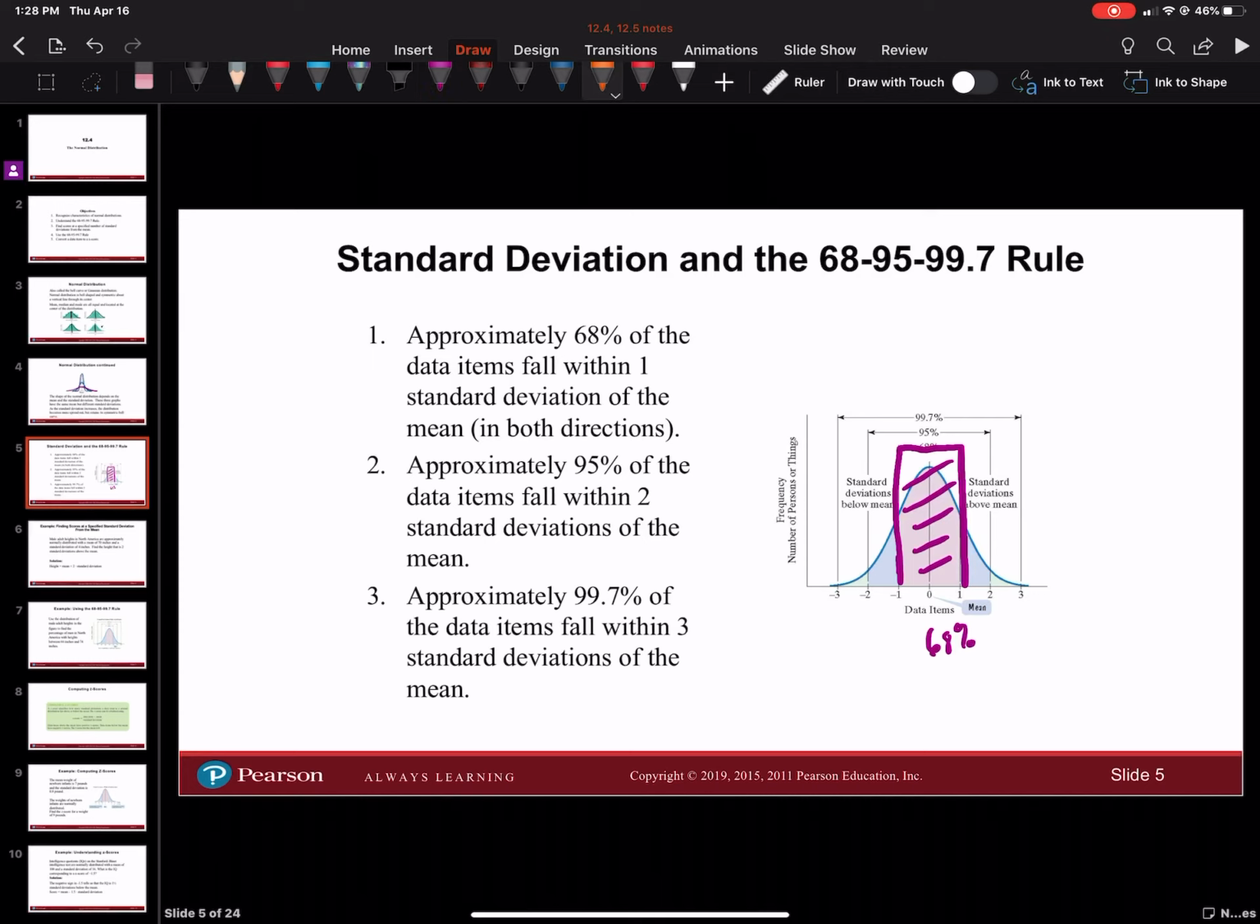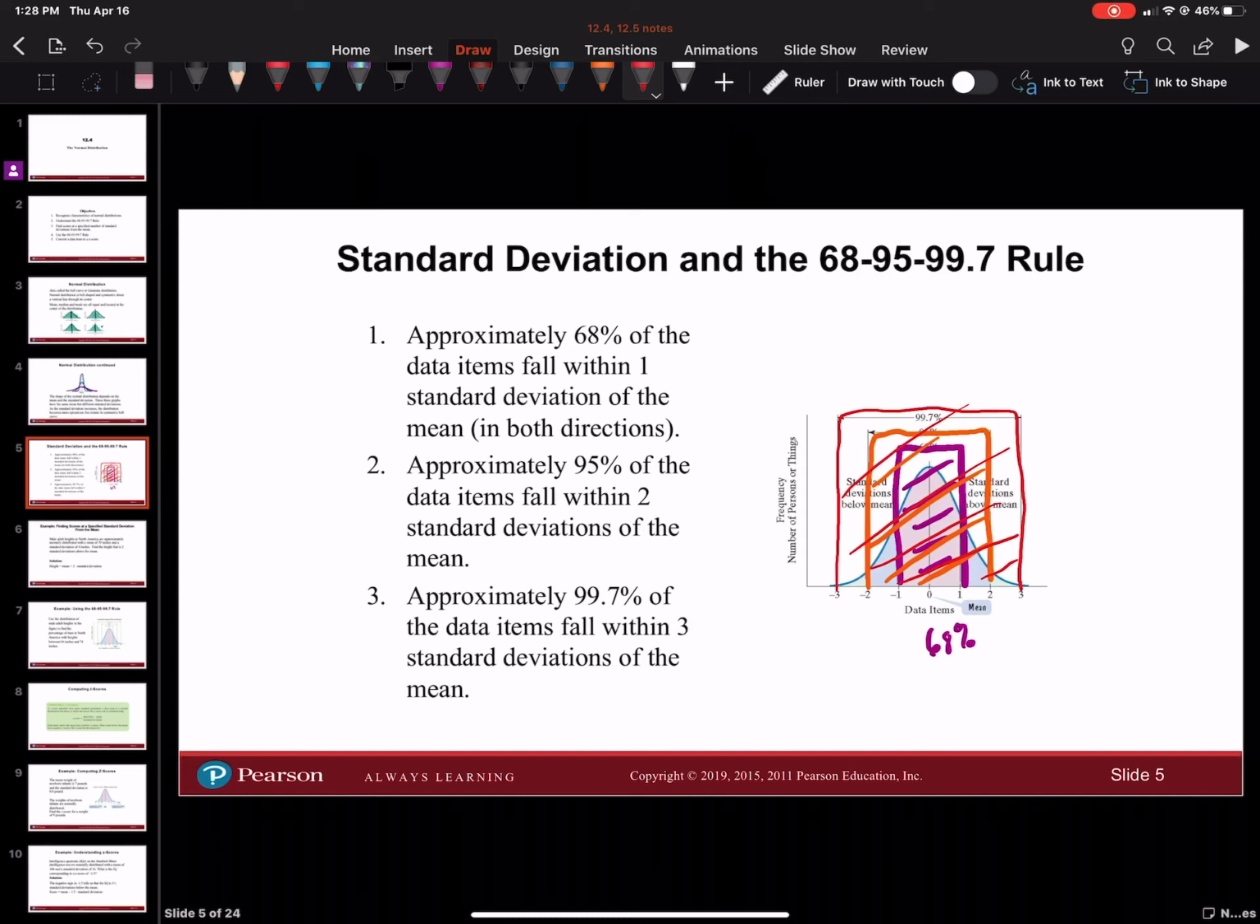Now, it says 95% falls within two standard deviations. So it's talking about from this point to this point, including everything that's in here. And last but not least, we have 99.7 percent, which is three standard deviations, and it's talking about all of this.